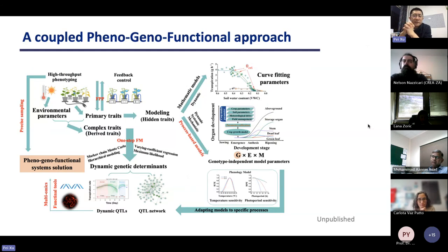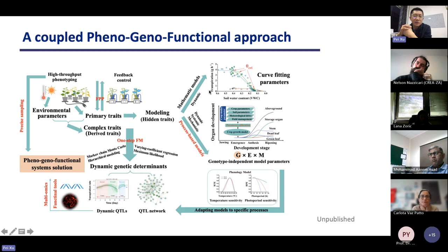So now finally, really finally, I want to show a coupled pheno-geno-functional approach for deeply understanding plant water relations. This approach comprises high throughput phenotyping of the plants equipped with feedback control to enable efficient generation of the plant and environmental trait data. This will also enable precise sampling of the plant tissues for more pointed molecular or cellular analysis. This approach also highlights the combination of modeling methodology to better understand the primary traits.